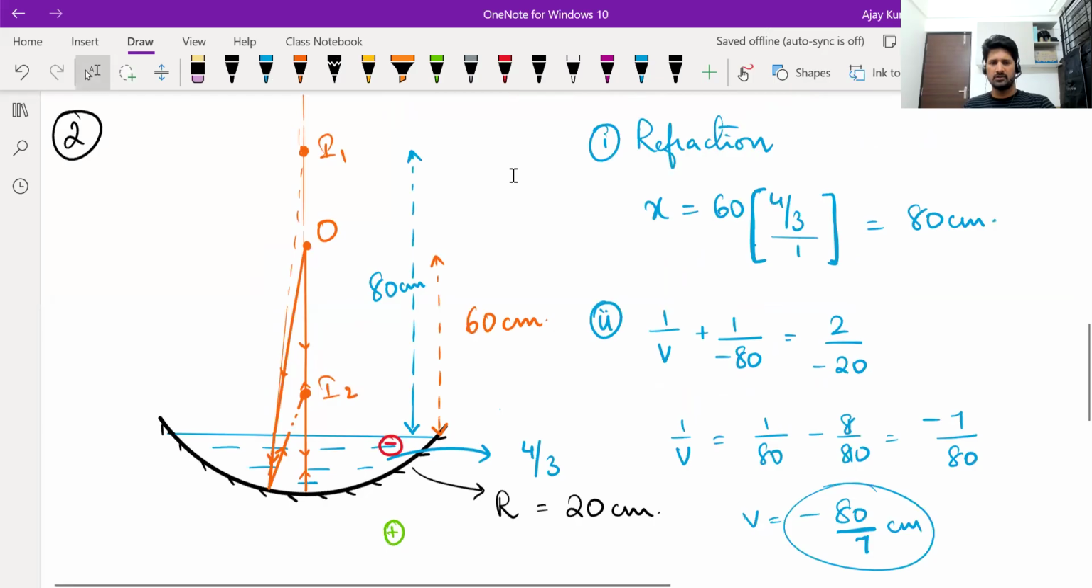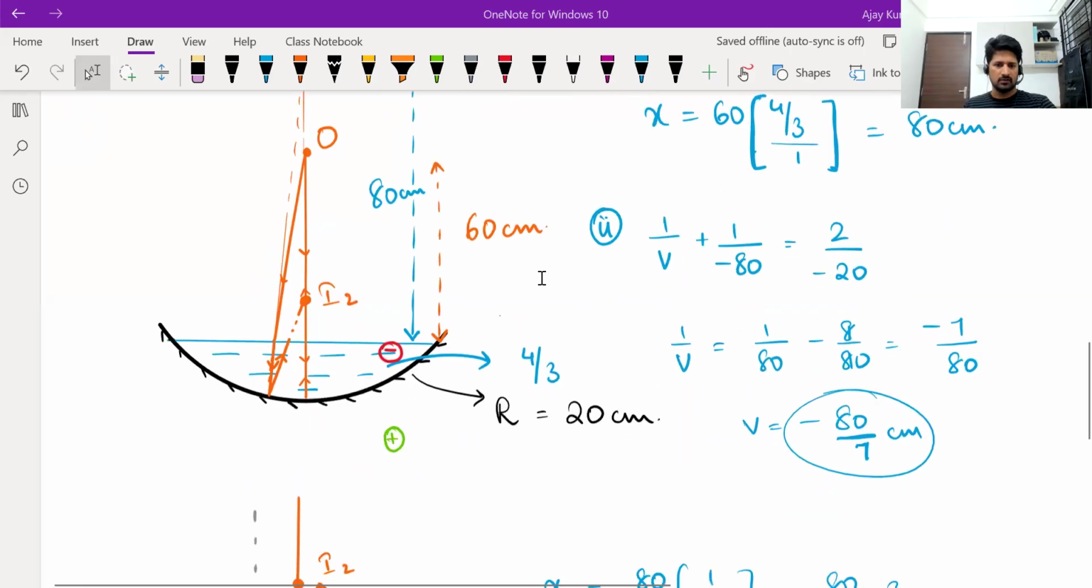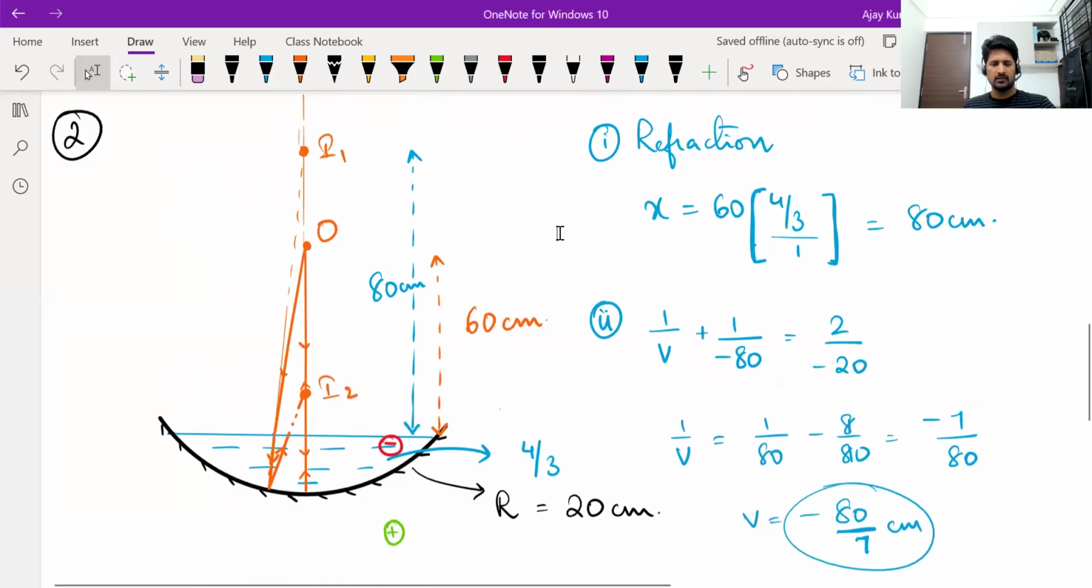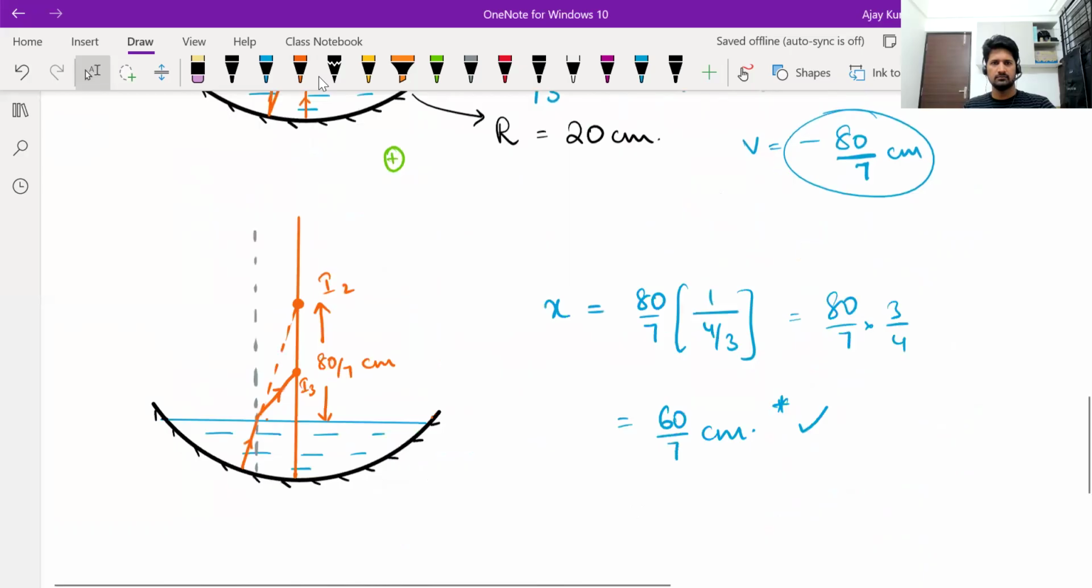Anugraha, where were you stuck? Did you get this answer? Sir, after the second, you got V is equal to minus 80 by 7. I do not know how to proceed after that. Okay. Rishi, did you understand? Yes, sir. Okay, fine. Shashank, is it clear? Sir, can you explain again?